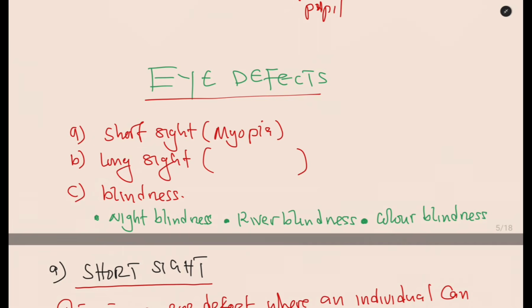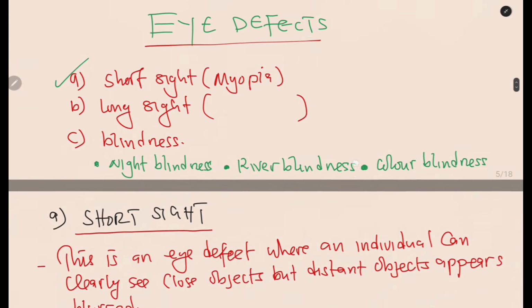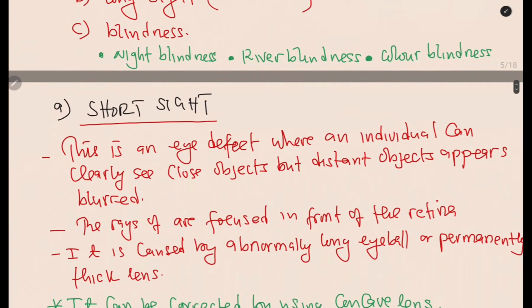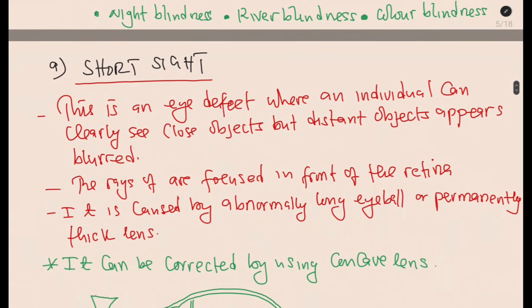Then we have also blindness. Quite different types of blindness. We have night blindness, river blindness, color blindness, and also blindness due to injury. Okay, let us discuss short sight, which is called myopia. Now, what is short sight? This is just an eye defect where an individual can clearly see close objects but not distant objects, or distant objects appear blurred. That is short sight. You've come across such kind of people. They can only see from a short distance but not from a long distance.